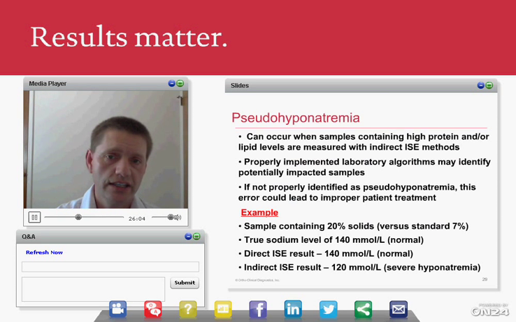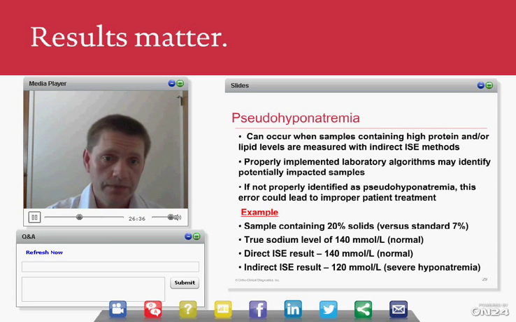If you have properly implemented laboratory algorithms, you can look at things like ion gaps, and this can be caught. So this is a severely inaccurate result, but it's only a serious issue if it's not identified. And I think that in most cases this is well enough recognized that it is identified.